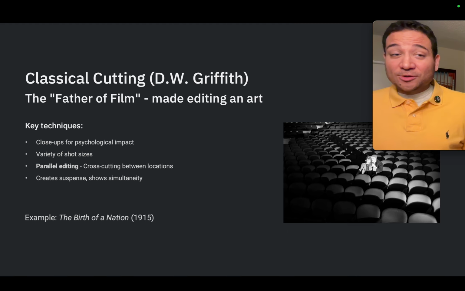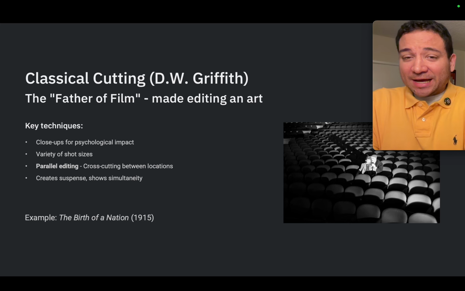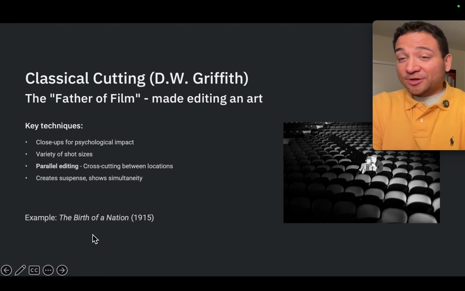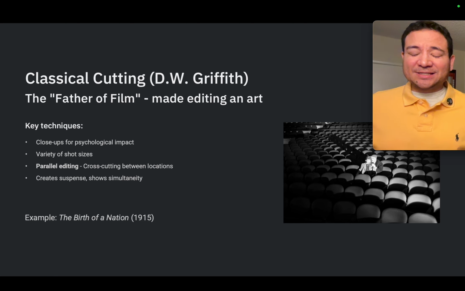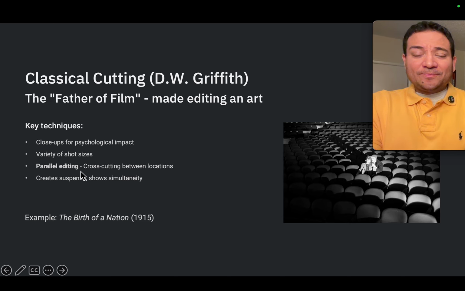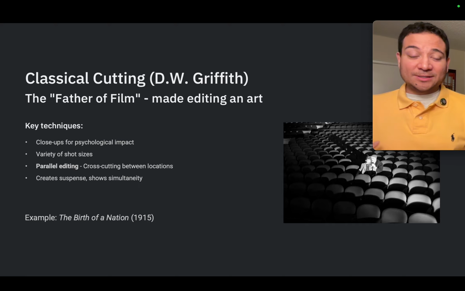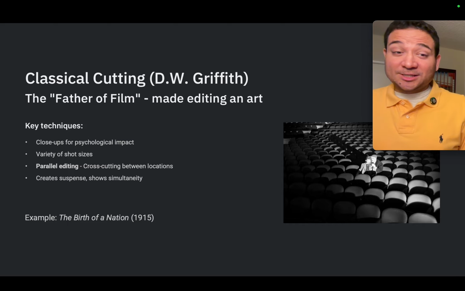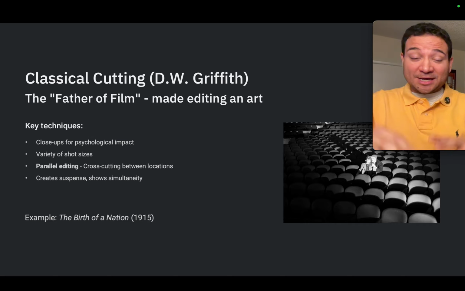So D.W. Griffith is considered the father of film. He is credited for making editing an art through his film The Birth of a Nation from 1915. Some key techniques of his classic cutting, of this classic editing, include close-ups for psychological impact, different types of shot sizes, and parallel editing, when we're cross cutting between locations, from one thing to the next. This, for example, creates suspense or shows simultaneity, when things are happening at the same time.